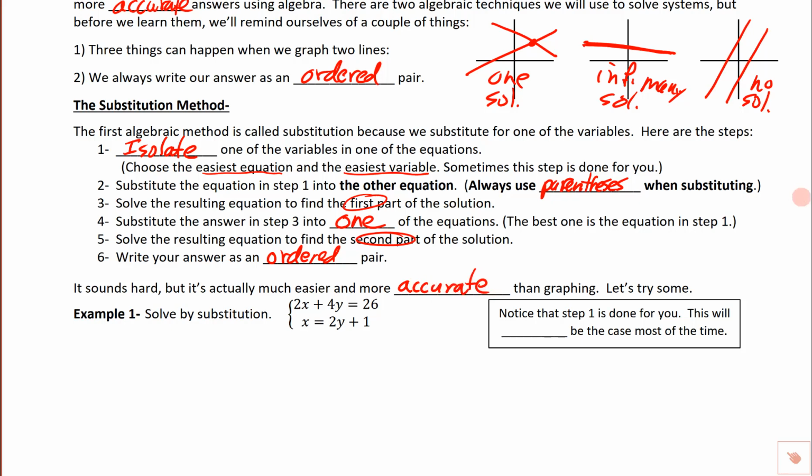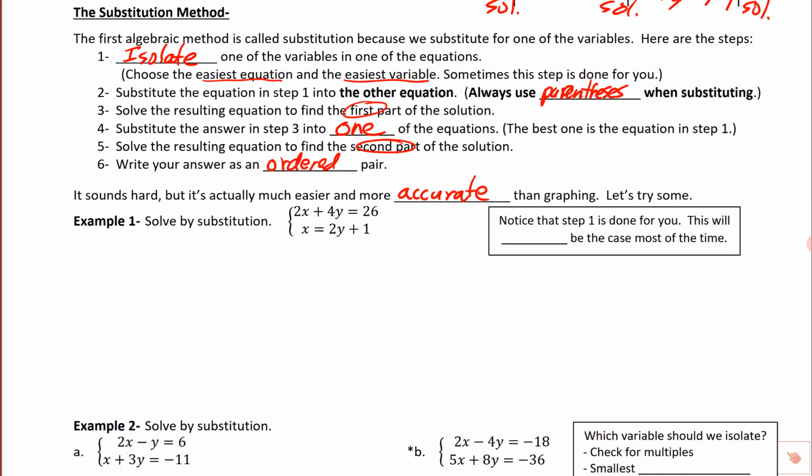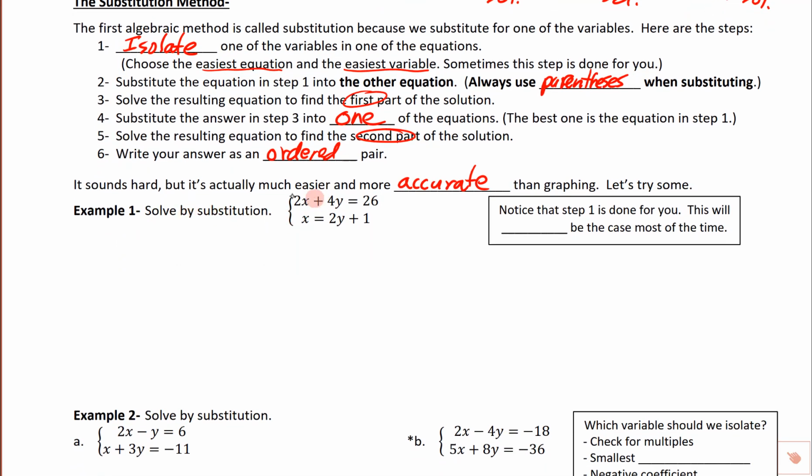Okay, so we're going to try one right here and take a look at this one. We've got our system of equations. Step 1 is isolate one of the variables. So that means get one of the variables all by itself. So notice that step 1 is done for you. Okay, this will not be the case most of the time. Most of the time you're going to have to do step 1, but step 1 is done for us here. You'll notice that the x on this one is all by itself.